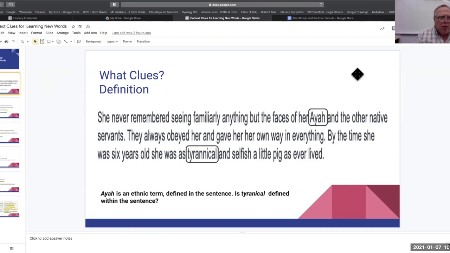So on your whiteboard right now, all the time we're taking educated guesses. We look for the clues and we make sometimes assumptions as to what those words mean. Sometimes we have lots of confidence, sometimes we don't. So on your whiteboard, give me another word that you think ayah means.